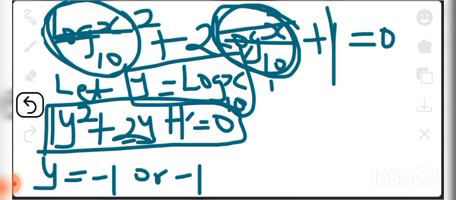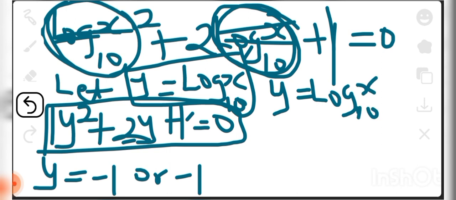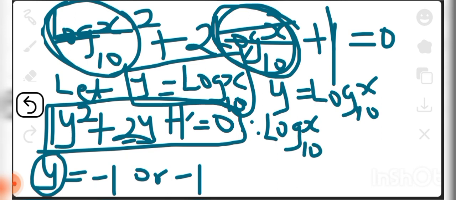Our y was actually log x to base 10. So you come back now, you bring log x to base 10 to this place. So we are going to have, therefore, log x to base 10 is equals to minus 1. Because y is equals to minus 1 or minus 1.